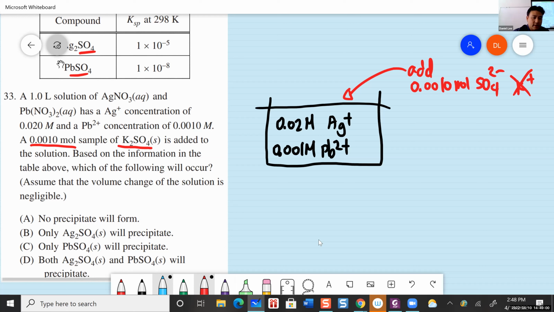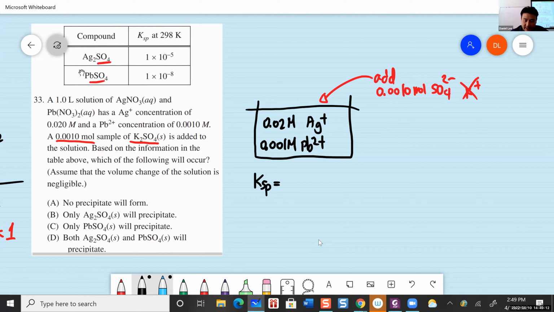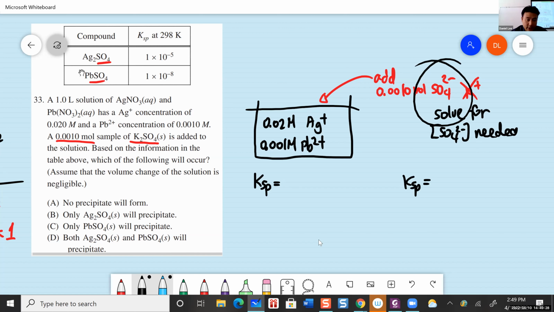All right, so based on this information, who will precipitate first? Unfortunately, you have to calculate this to really know. You don't need to write an ICE box, just write down the KSP expression for both precipitates and solve for whatever you're adding. Solve for the concentration of SO4 needed. You always solve for whatever is added. So you write down the KSP expression. This is squared because there are two Ag and one sulfate, and the other one is Pb. So no ICE box. You just write down the KSP expression for both precipitates, plug it in, and solve for whatever is added, which means you solve for sulfate.